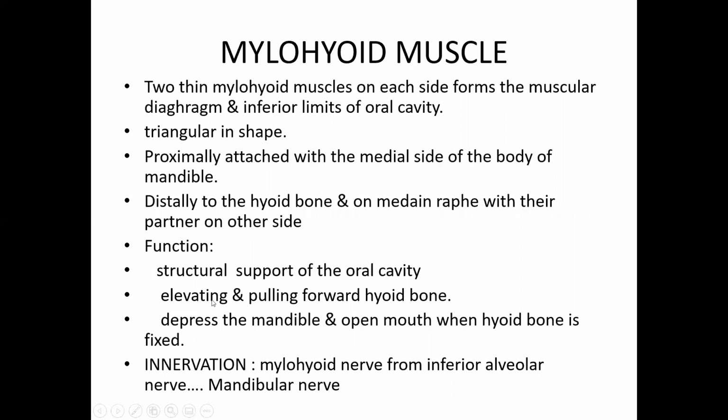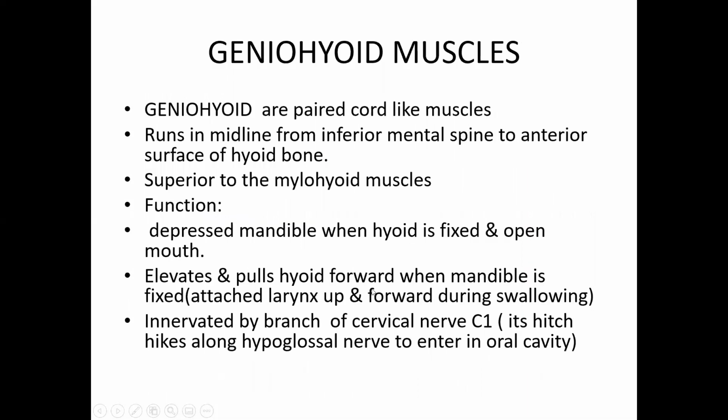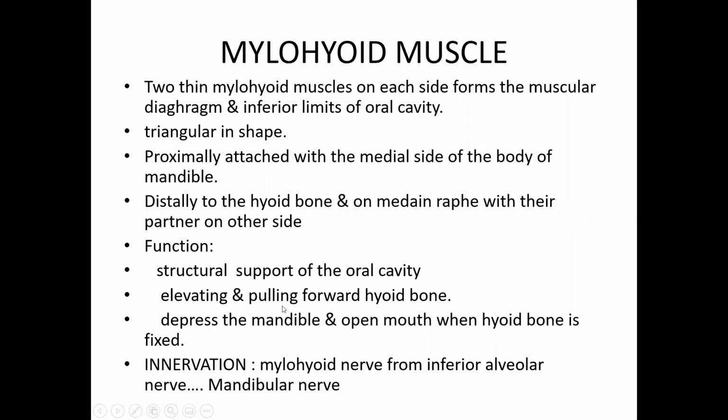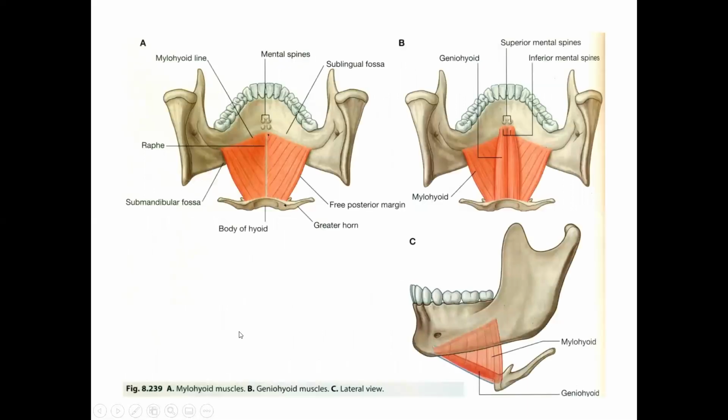First of all, it gives structural support to the oral cavity, and it elevates and pulls forward the hyoid bone. It depresses the mandible in open mouth when the hyoid bone is fixed. So it helps in the initial phase of swallowing. It fixes the hyoid bone. Also, it depresses the mandible. So this is the function of the mylohyoid muscle. It is helpful in the initial phase of swallowing. It fixes the hyoid bone and opens the mandible.